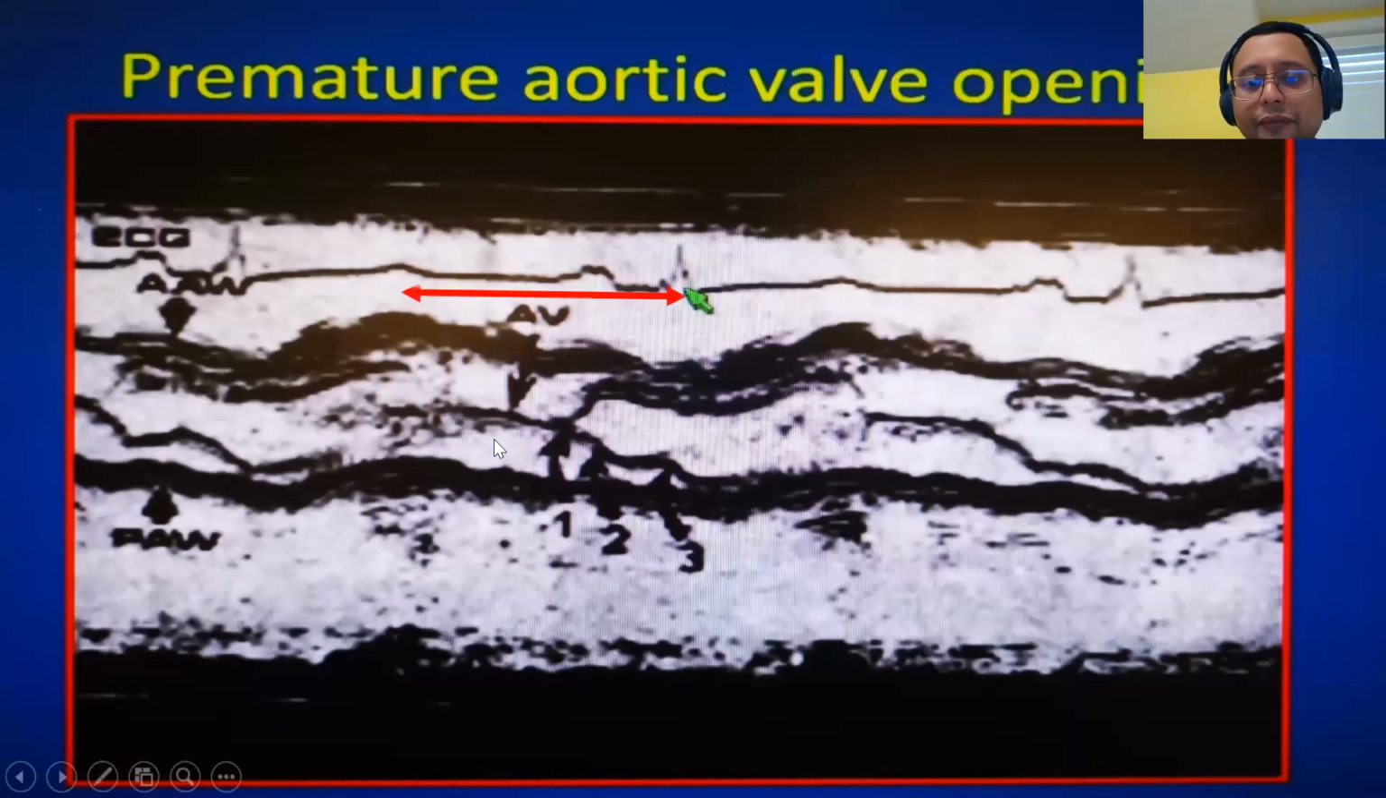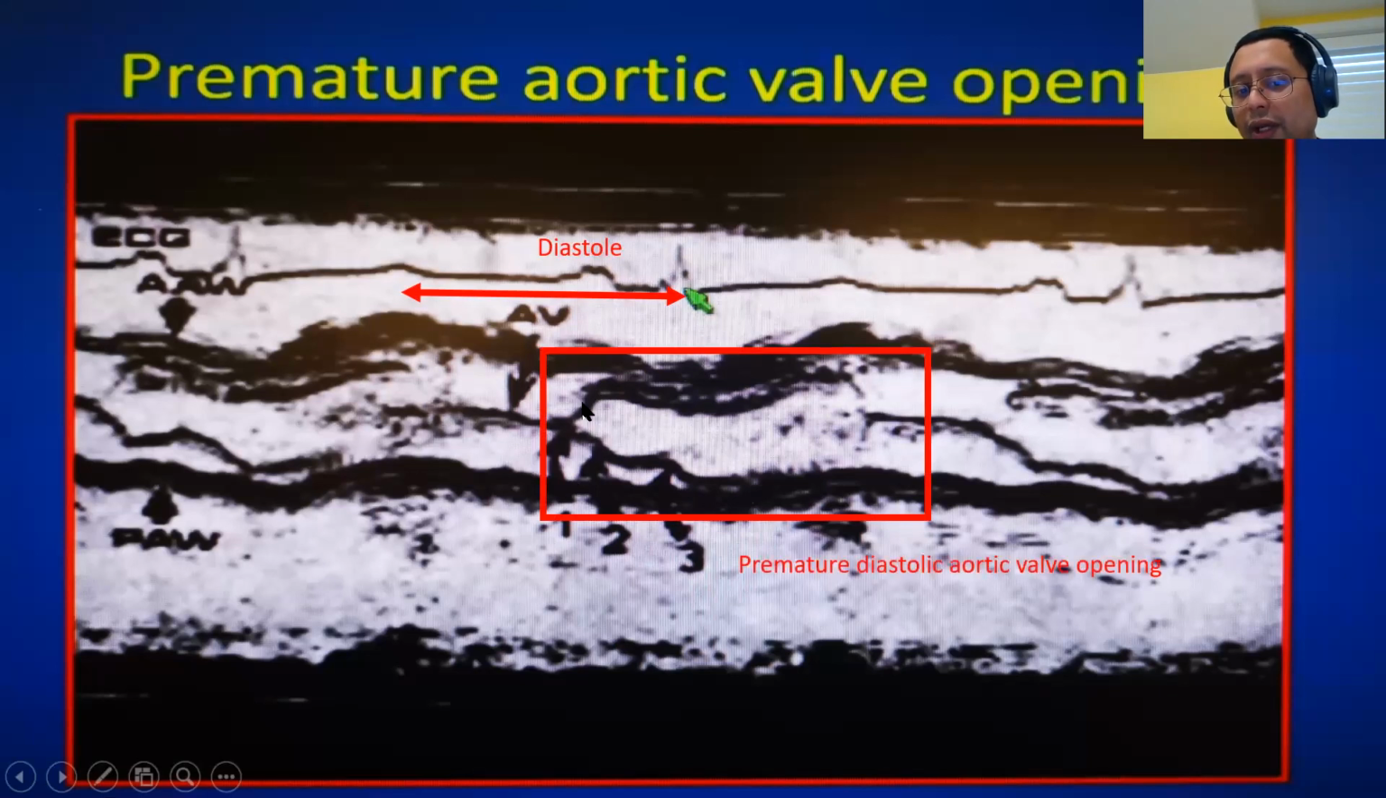Okay, let me show you. So that is the diastole. That is the opening of the aortic valve. If you notice, the aortic valve should only open in systole, but now this aortic valve is open way in diastole. So this is premature diastolic aortic valve opening. So this also indicates significant aortic regurgitation.